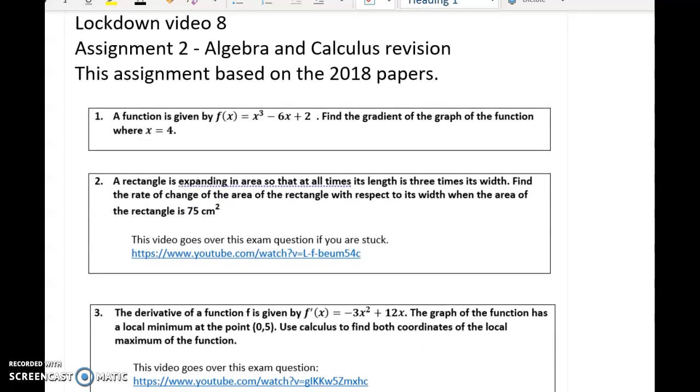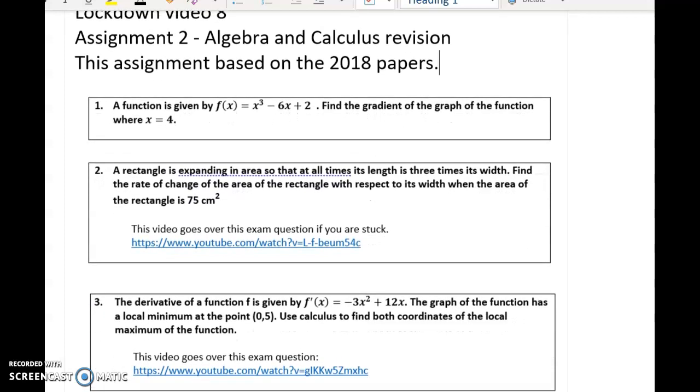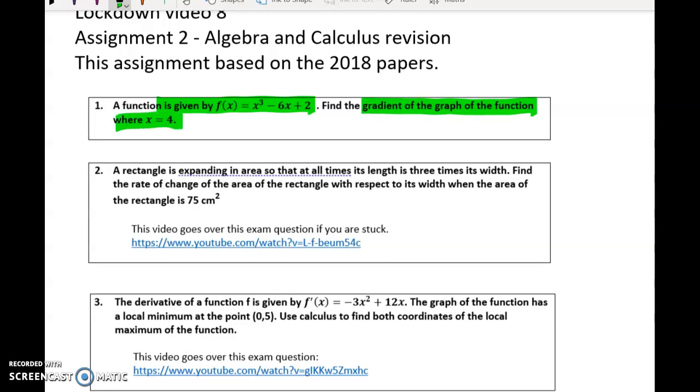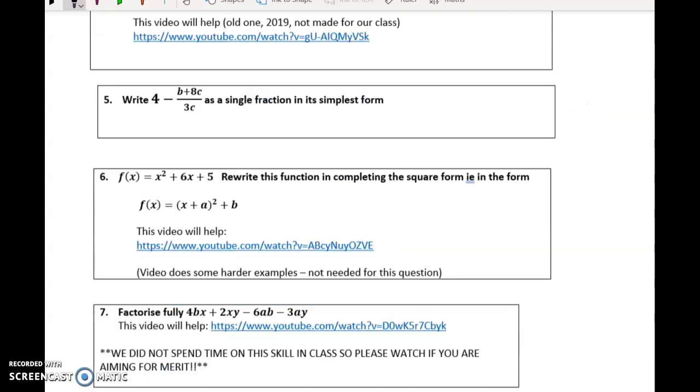Okay, so let's start off with the 3 calculus ones. The first one is very similar to what we had last week. It's the usual pattern. We're given a function and we have to find the gradient of the graph of the function where x equals 4, right? So we know that this is a cubic with a positive coefficient, so it's an up, down, up pattern, and we're looking for the gradient where x is 4.